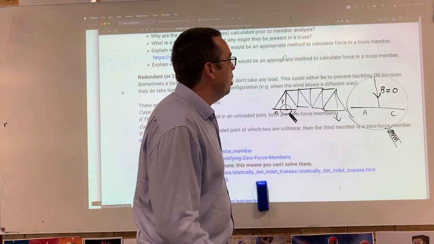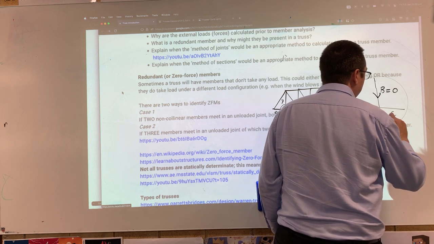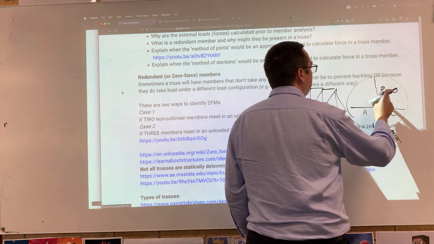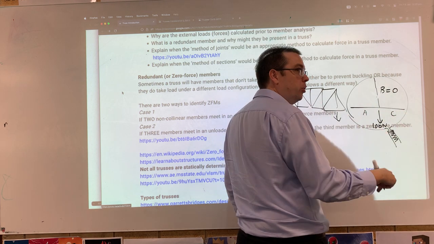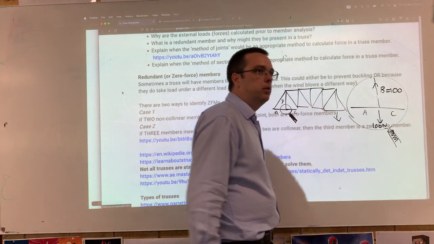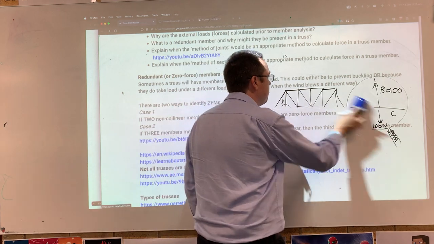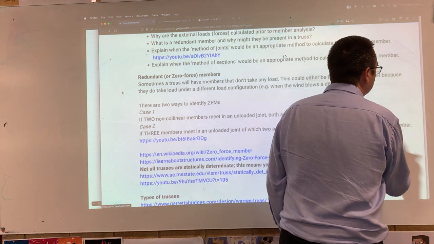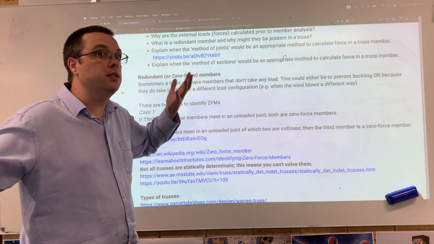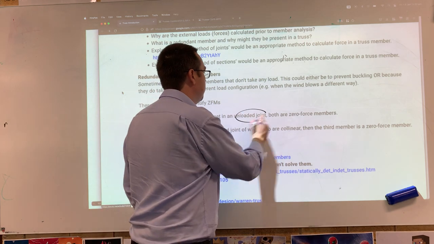Okay? Now, in this situation, let's say there's 100 newtons being applied. Now, Bob does have to do something. In order to counteract this 100 newtons down, we have to have 100 newtons up. So, I want to stress, a zero force member can never have a force being applied to it. If you have a force being applied to any point, now that's the time when it does something, right? So a zero force member has to be unloaded.